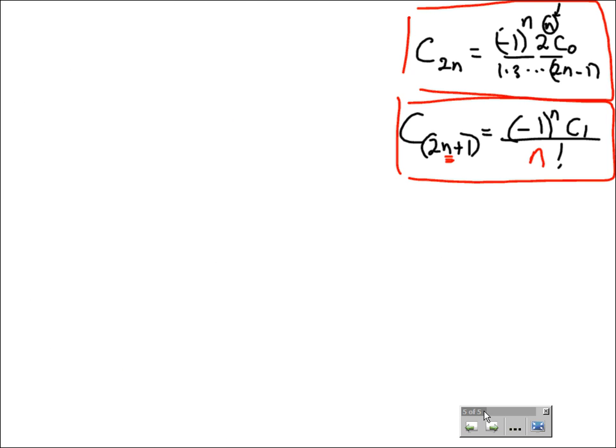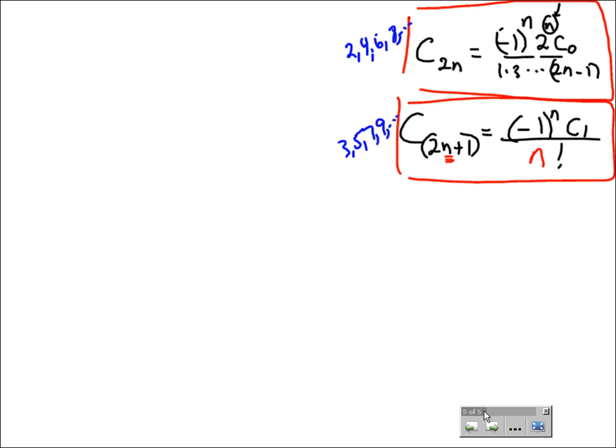So we have this, and I'm hoping I remembered. So this first one talks about C sub 2 and C sub 4 and C sub 6, etc. And the one below talks about C sub 3, C sub 5, C sub 7, C sub 9, and so on.